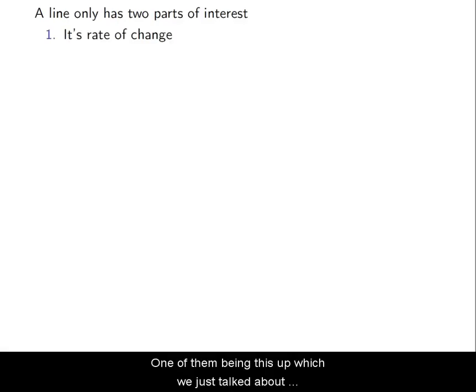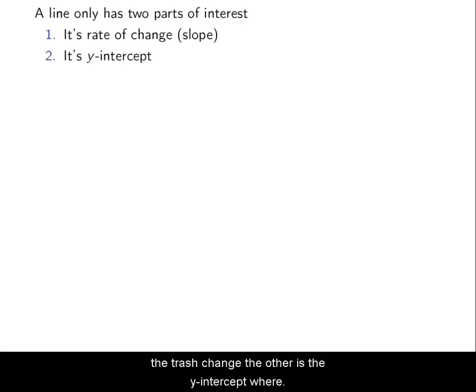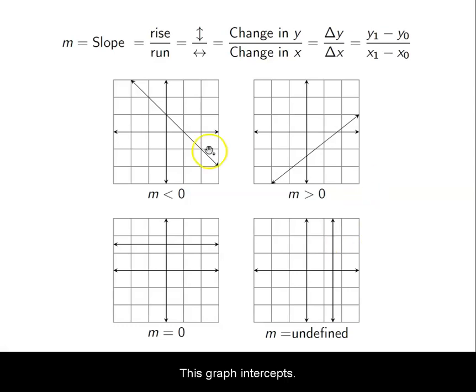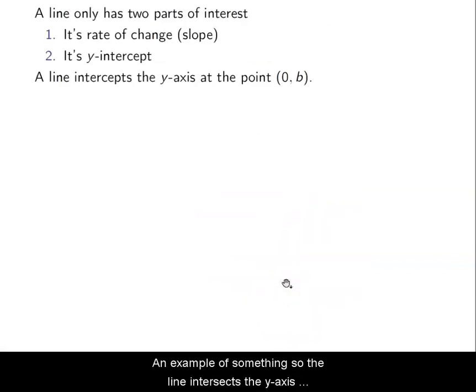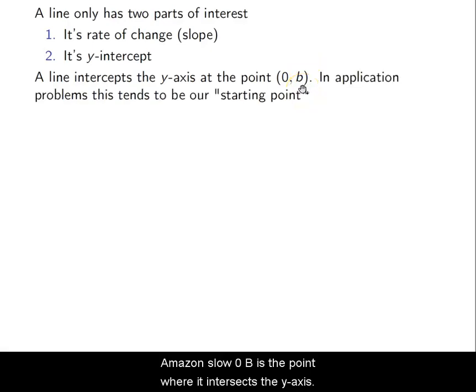A line only has 2 parts of interest to us, one of them being the slope, which we just talked about, its rate of change. The other is the y-intercept, where this graph intercepts the y-axis. There is no y-intercept in that example. A line intercepts the y-axis at a point 0, b. We call b the y-intercept. So m is our slope, and 0, b is the point where it intercepts the y-axis.